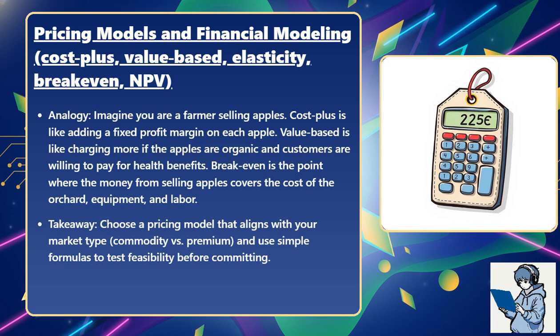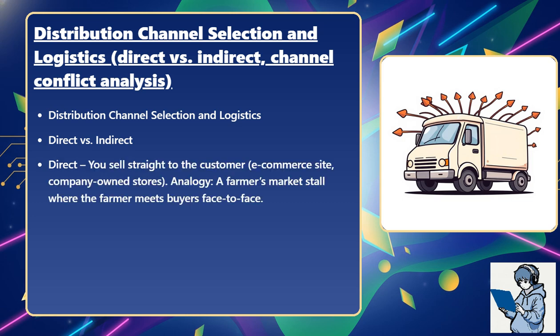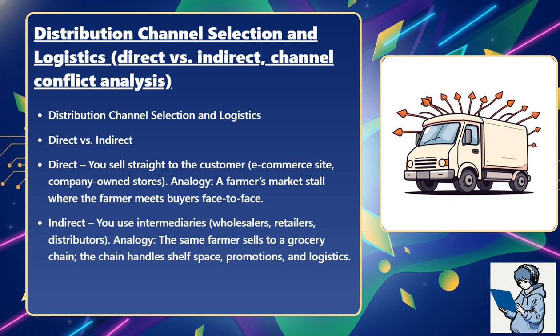feasibility before committing. Distribution channel selection and logistics. Direct versus indirect. Direct: you sell straight to the customer, through an e-commerce site or company-owned stores. Analogy: a farmer's market stall where the farmer meets buyers face-to-face. Indirect: you use intermediaries, wholesale retailers, distributors. Analogy: the same farmer sells to a grocery chain, and the chain handles shelf space, promotions, and logistics.